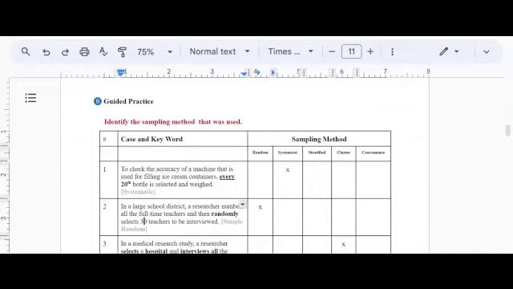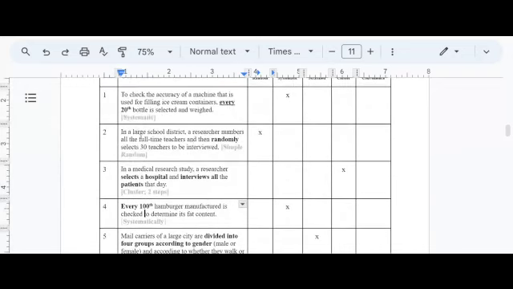This is just guided practice and I solved it for you already here. Okay, so please, when you go through it, please look at the answers.